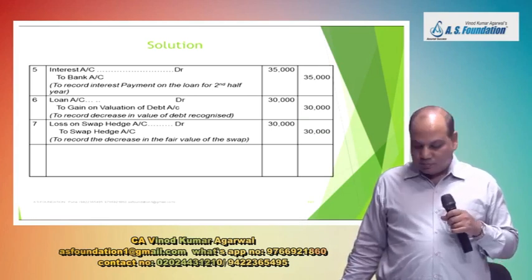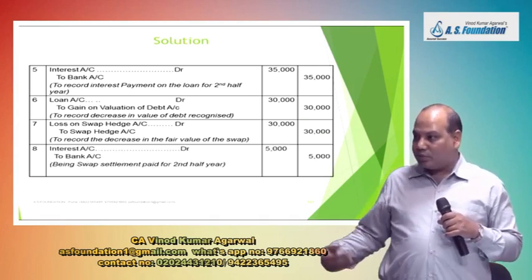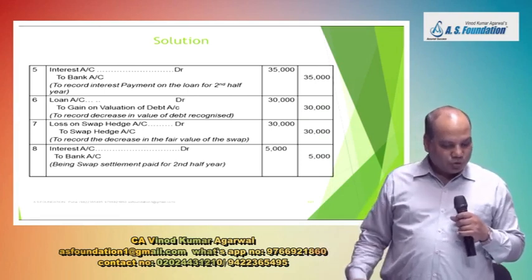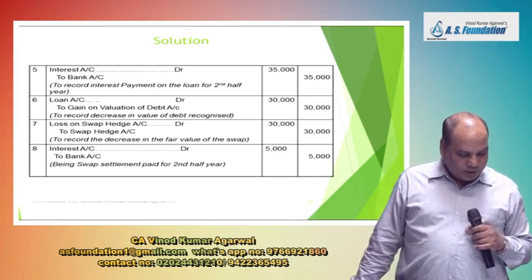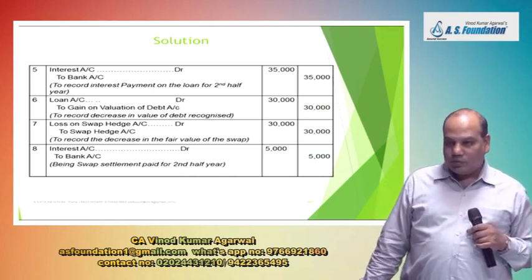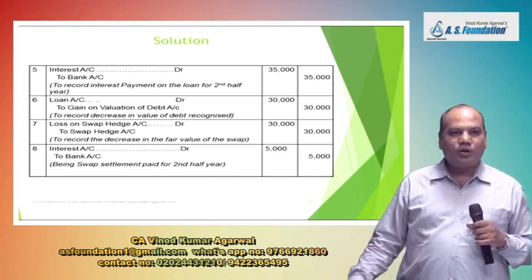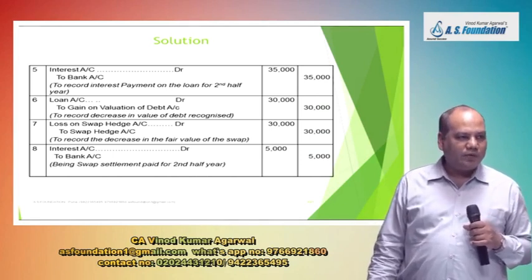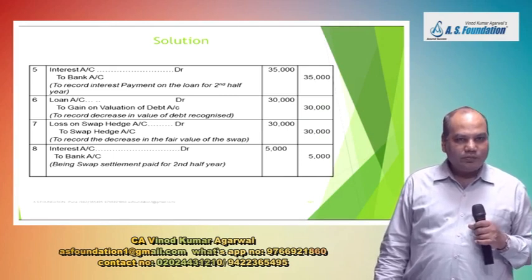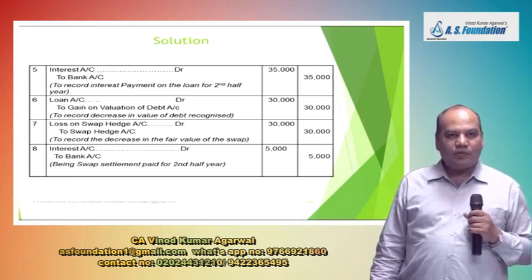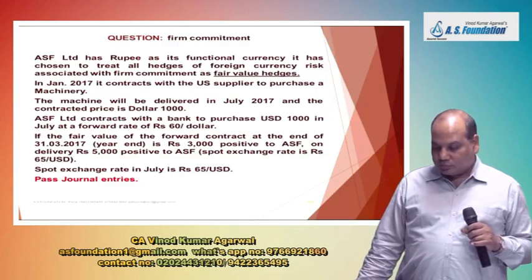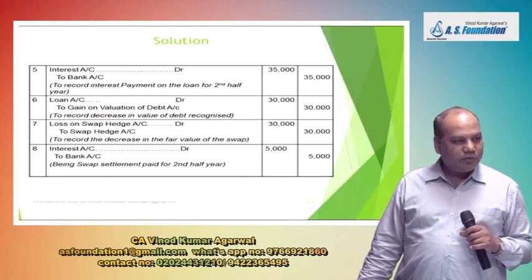Minus plus. And what about the interest? This time you will pay the interest. Interest account debit to bank. Write down the calculation. 1% of 10 lakh. The difference of 8 and 7, into 6 by 12. Okay. Into 6 by 12 you have written.